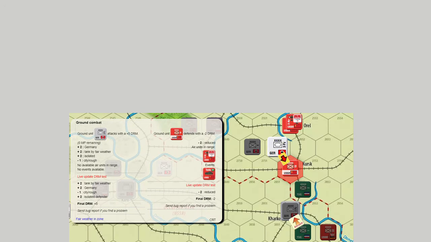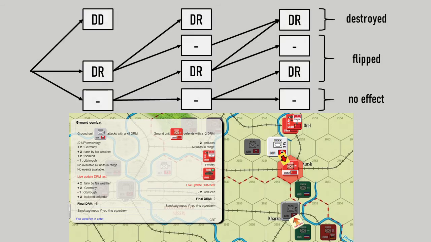We have a panzer army, and it's attacking the Russian unit in Kursk. That's 3 movement points, so it can put in 3 attacks. The unit is surrounded and isolated, so this is a +5 versus +0 attack. A DR result will flip the unit. A DD result will destroy the unit. And what I've done above is drawn in the kind of flow chart of how those different results can result in the different endpoints. And you'll notice immediately how complicated that is.